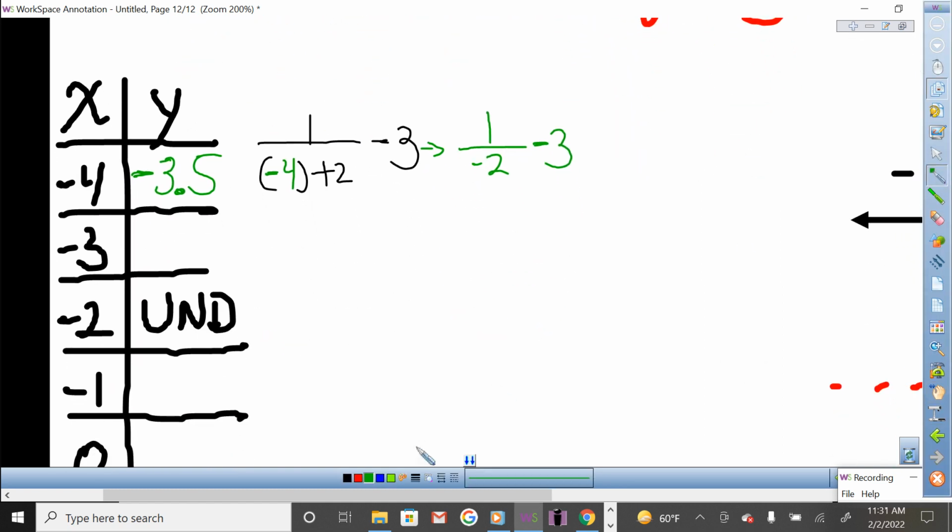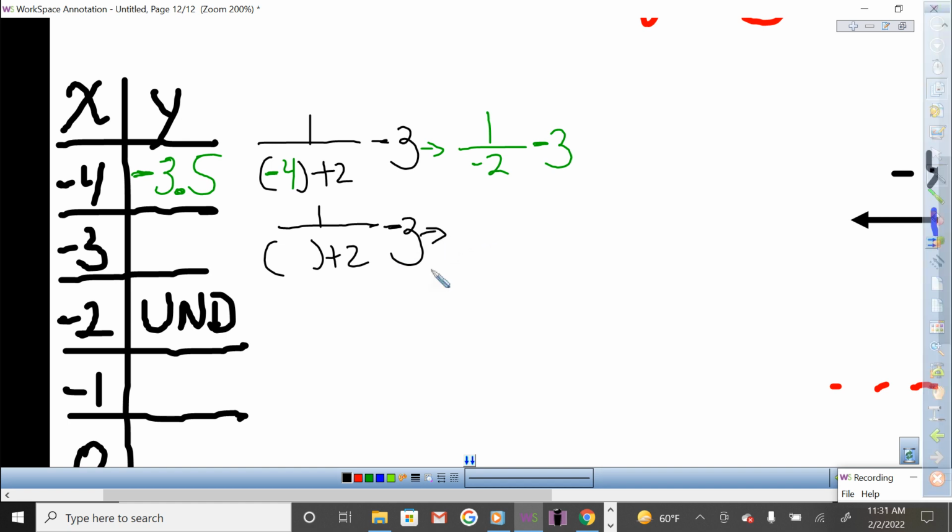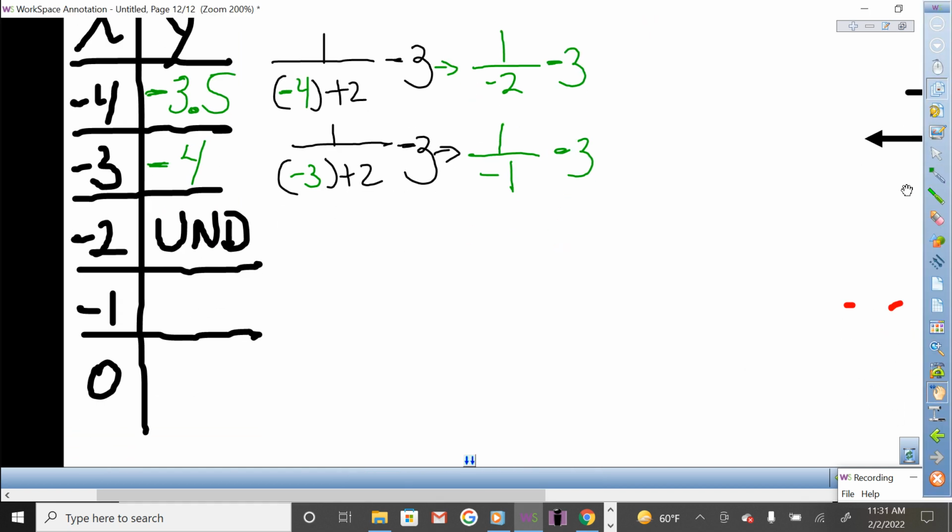Let's do it again. Now for negative 3. So, next value is negative 3. What is negative 3 plus 2? Negative 1. So what is 1 over negative 1? Negative 1, minus 3, negative 4. That is like elementary stuff, yeah? Yes, I think you. All right, good. 1 over.